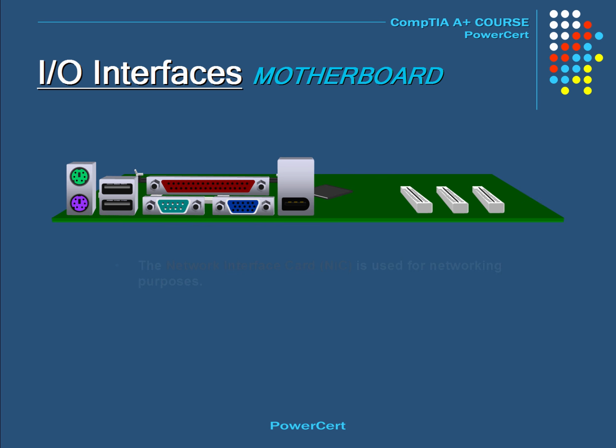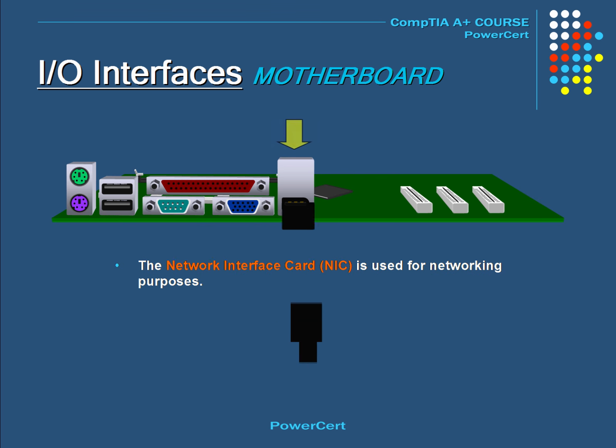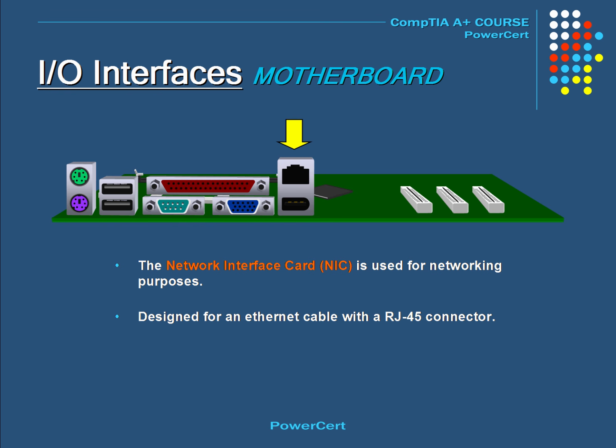The NIC, or Network Interface Card, is a port on the motherboard that is used for networking purposes, such as connecting to the internet and sharing data between computers. The port is designed for an Ethernet cable with an attached RJ45 connector. A NIC provides a computer with a constant dedicated connection to a network. And each NIC has its own unique identifier called a MAC address. The transfer speed ranges from 10 to 1,000 megabits per second.